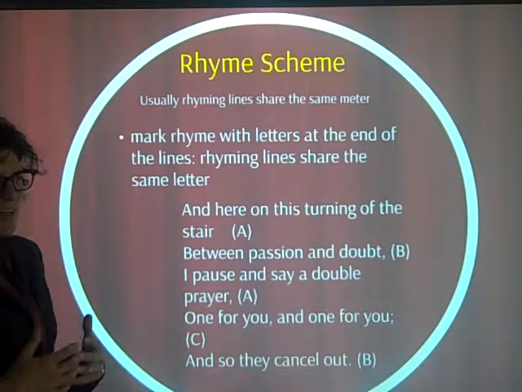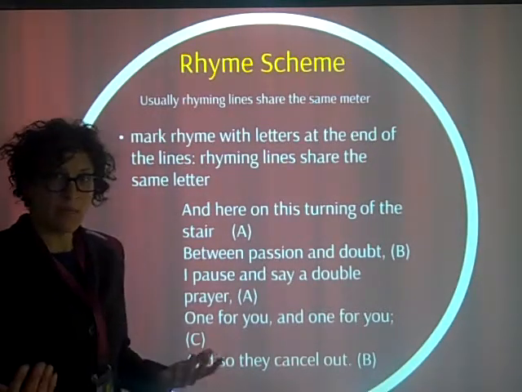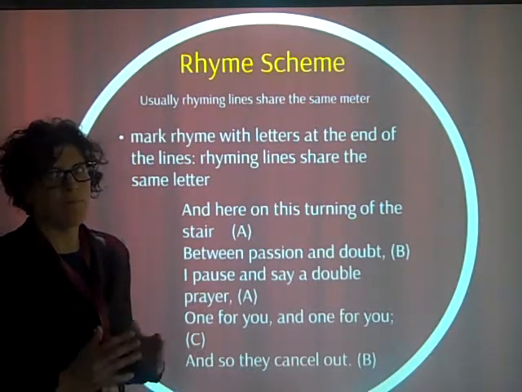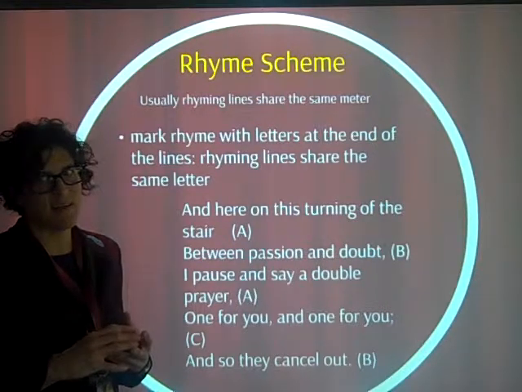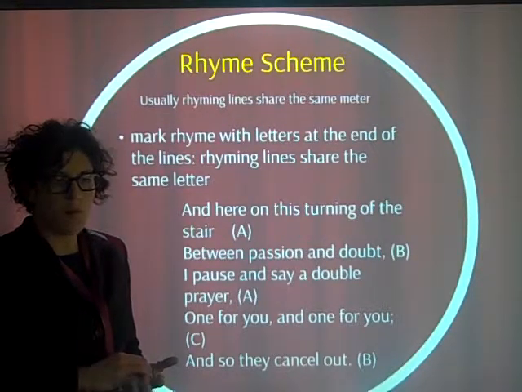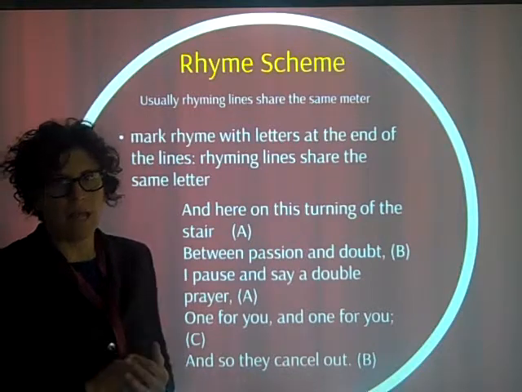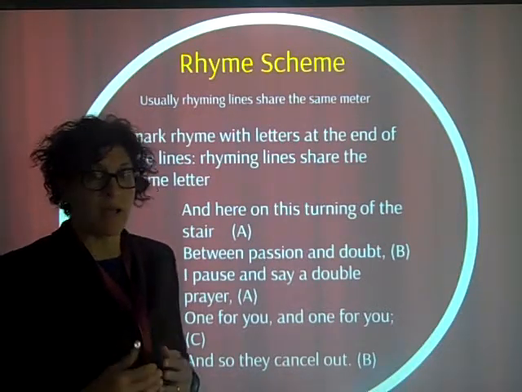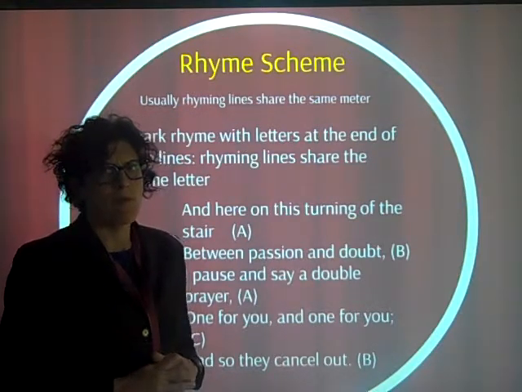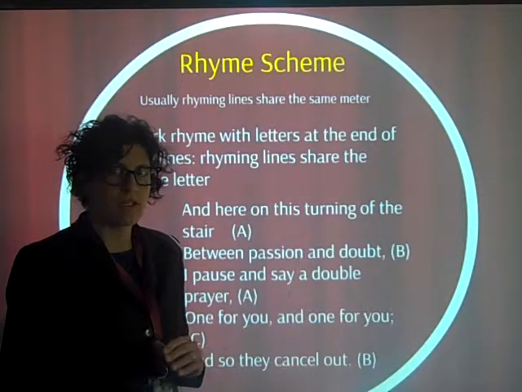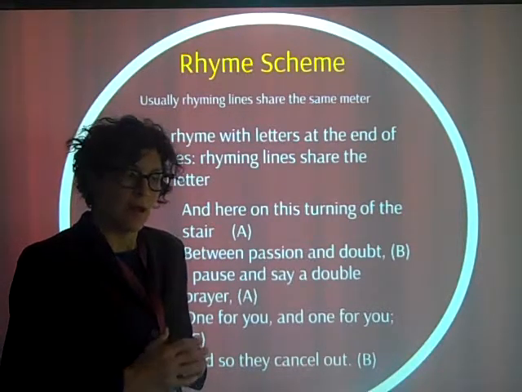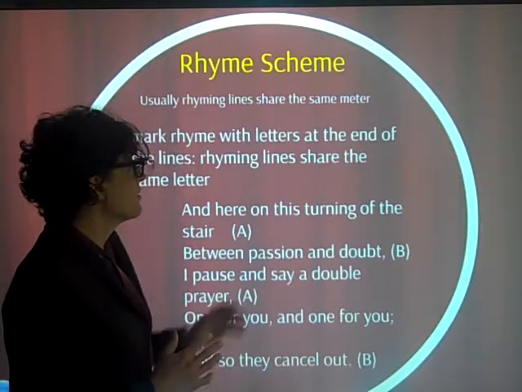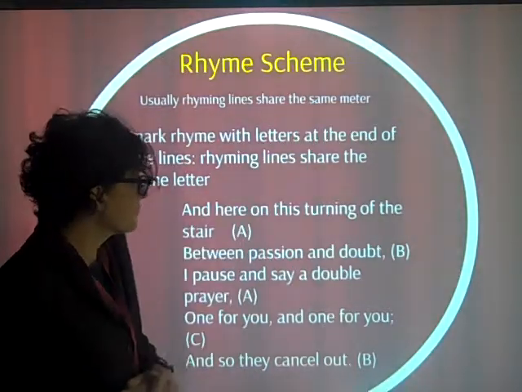It's about understanding not just how poetry is written, but thinking about writing your own poetry. You want to remember that rhyme scheme and meter are tied together. So when you have a structured poem, it could be written in blank verse, which is unrhymed iambic pentameter. But usually there's a rhyme scheme that matches the rhythm, and often rhyming lines will share the same meter.